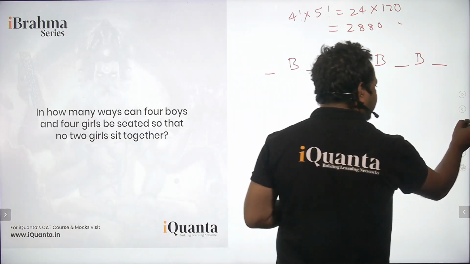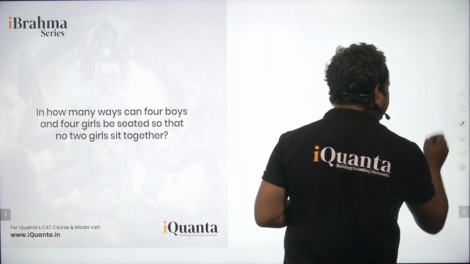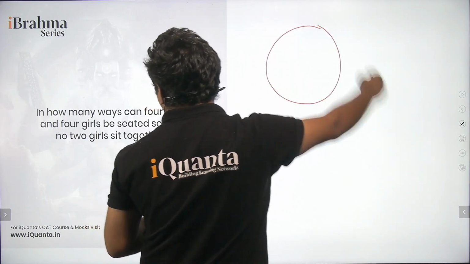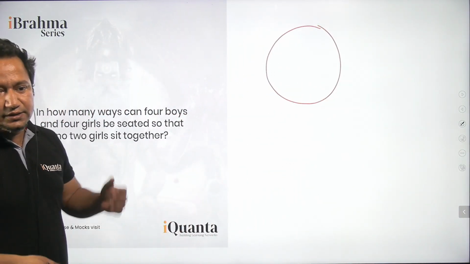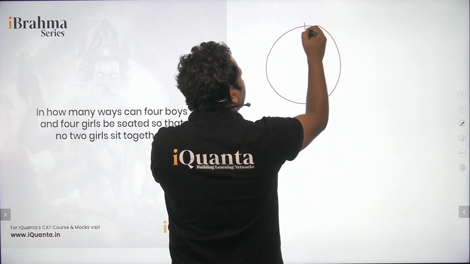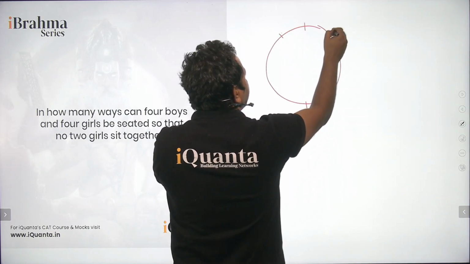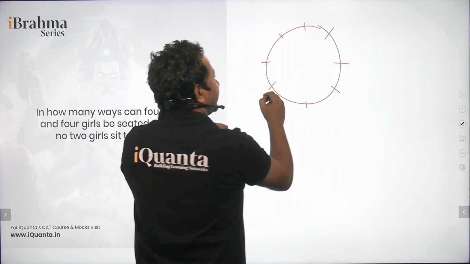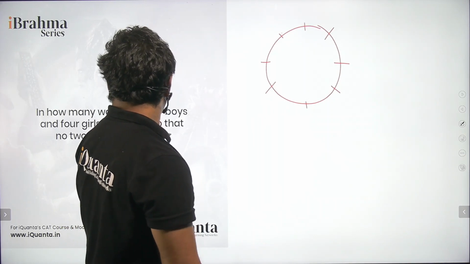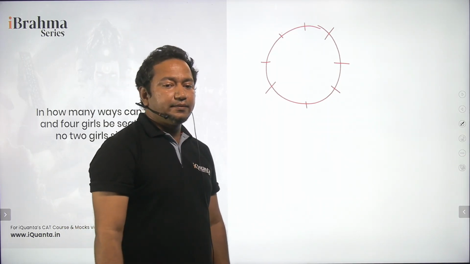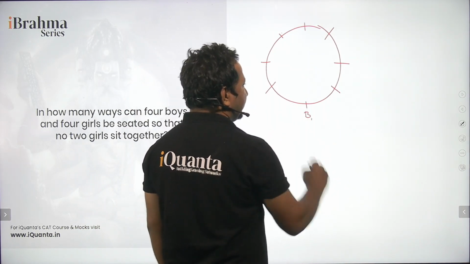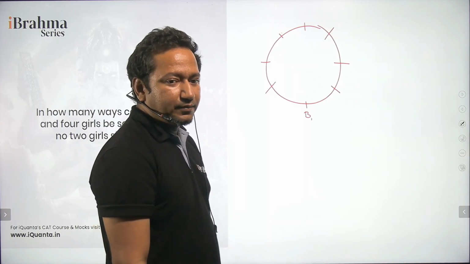Now coming to the circular arrangements. If it is a circle and four boys and four girls have to be seated in such a way that no two girls sit together, let us do one thing. 1, 2, 3, 4, 5, 6, 7, 8. Let these be the seats. There are 8 seats in total. The first boy, if I assume that he sits over here, let me call him B1.